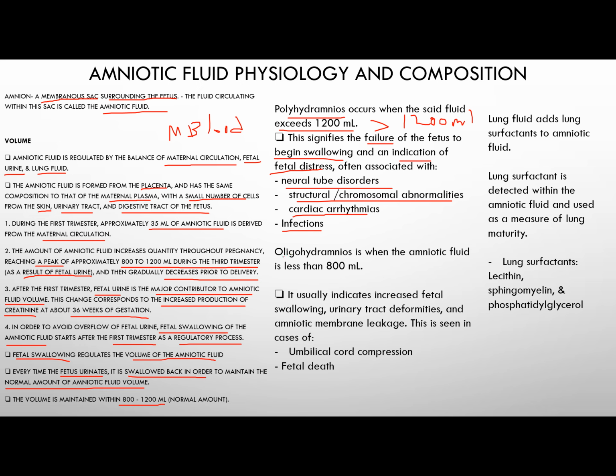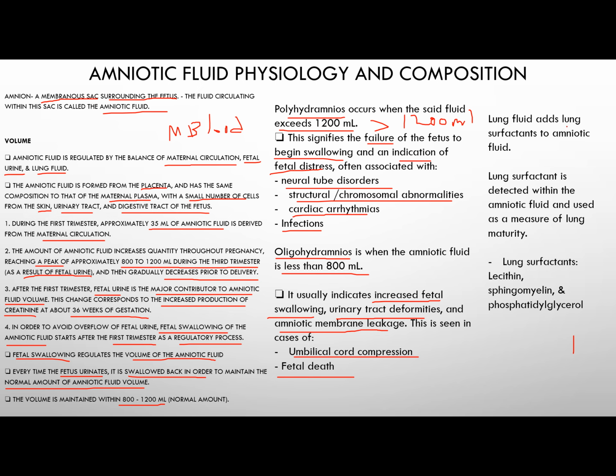Then another disorder is oligohydramnios. This is when the amniotic fluid is less than 800 ml. Usually it indicates increased fetal swallowing, urinary tract deformities, and amniotic membrane leakage. This is seen in cases of umbilical cord compression, fetal fluid.